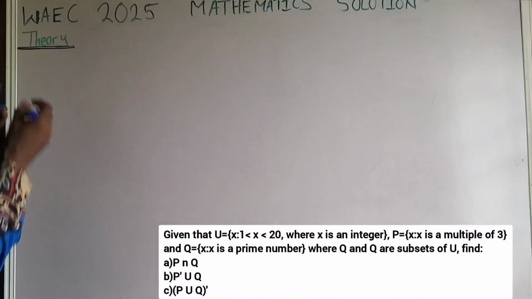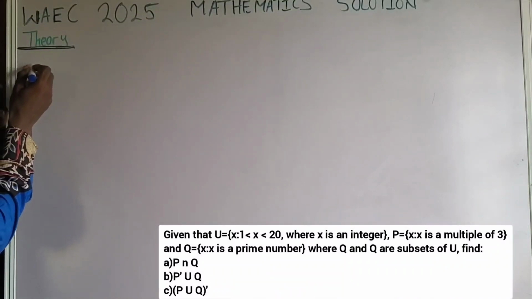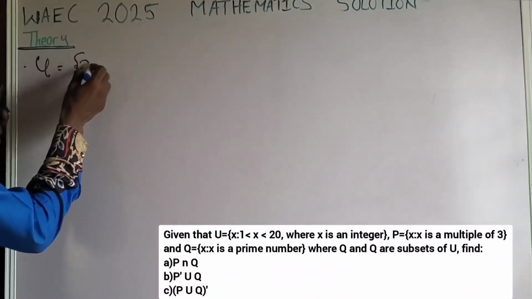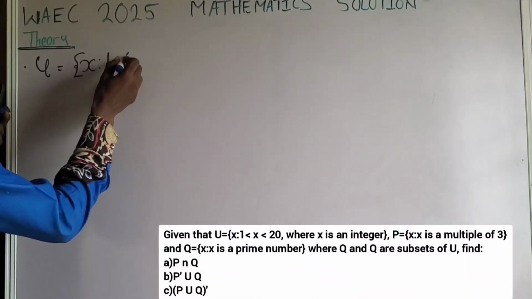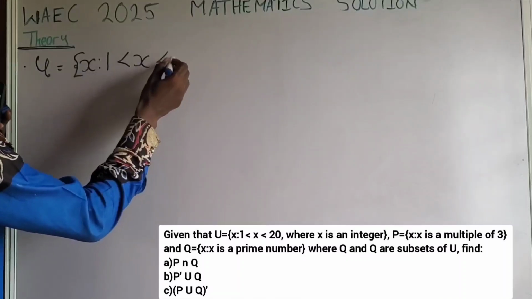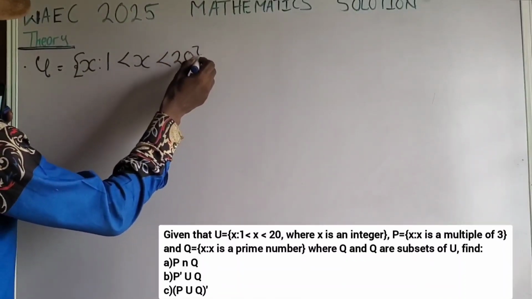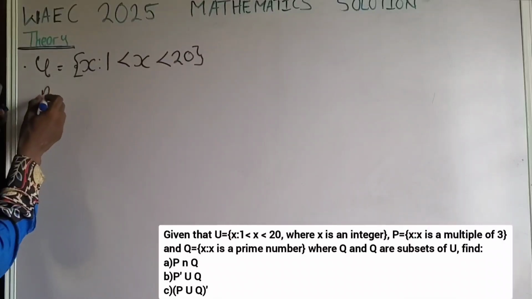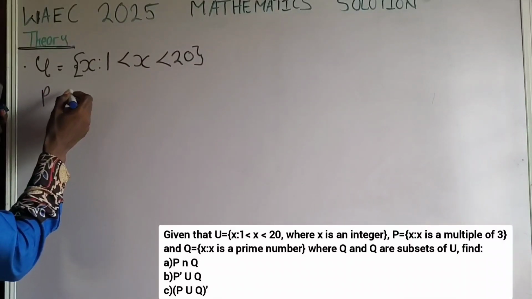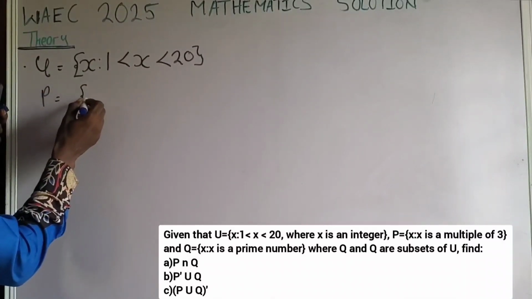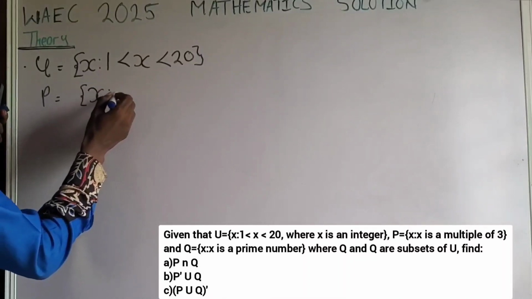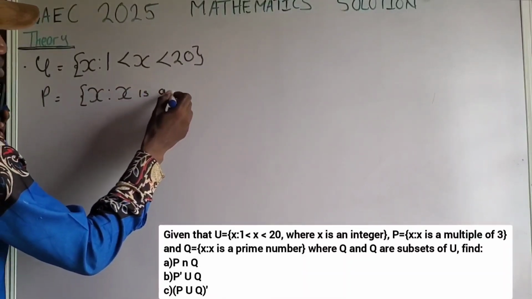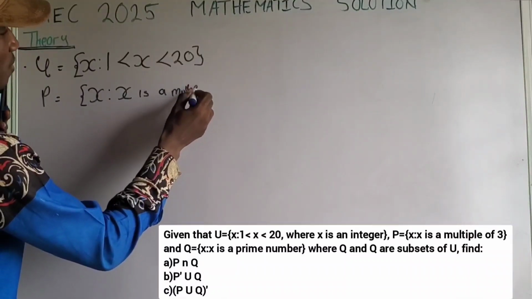Okay, now please pay attention. We are given that the universal set equals x such that 1 is less than x less than 20. Now we are given another set P. Set P equals x such that x is a multiple of 3.